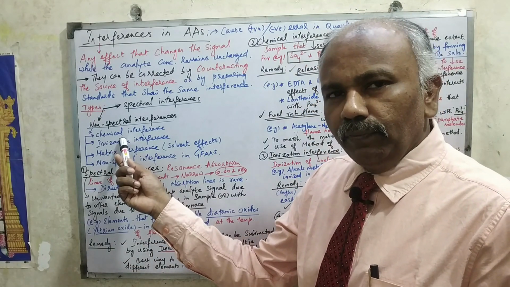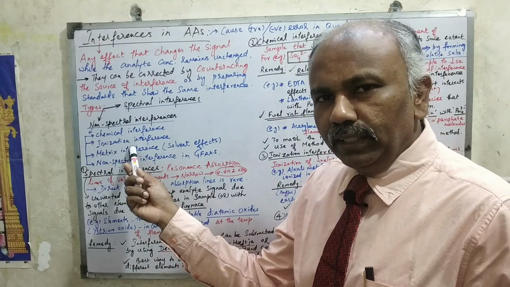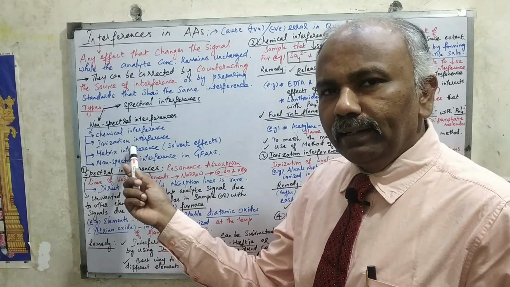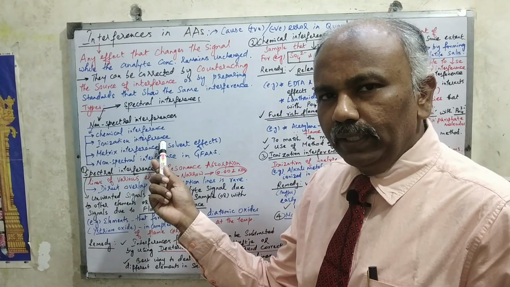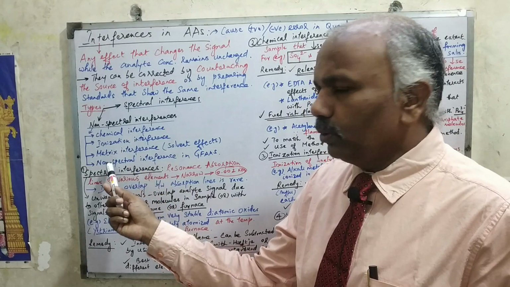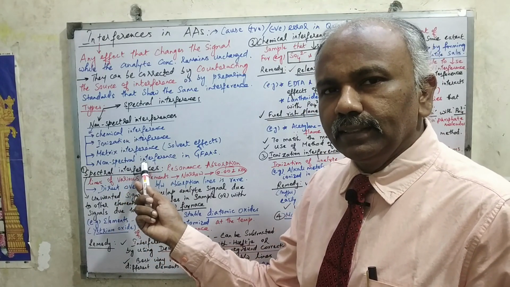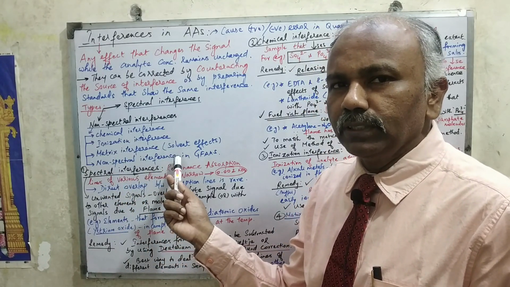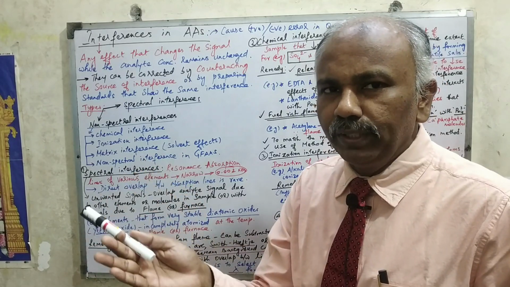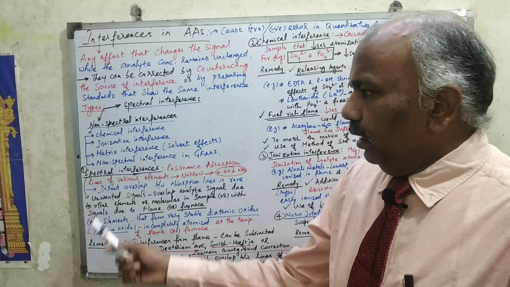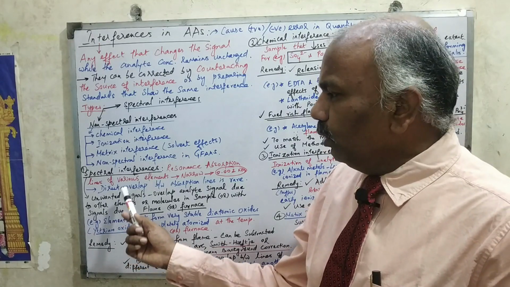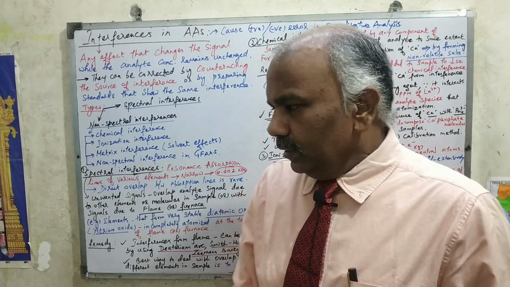One is chemical interference. Another is ionization interference. The third is matrix interference, which is also called the solvent error or solvent effect. And the fourth is non-spectral interferences in graphite furnace atomic absorption spectrometry, which is a special case we are going to discuss, right?